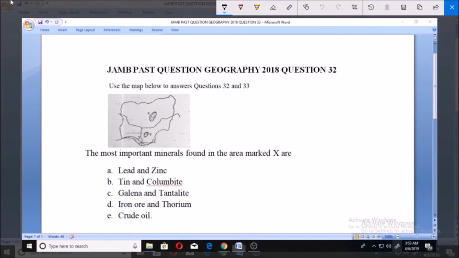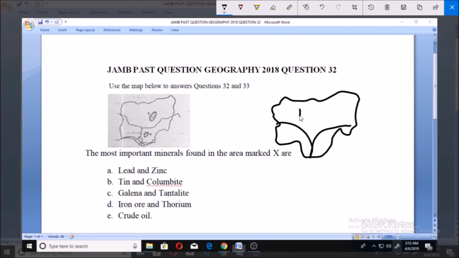So to get this in perspective, we need to be aware of the mineral distribution in the country Nigeria. So having this as the map of Nigeria, we know that here we have the west, and here we have the east and the north. This is the north, this is the east, this is the west. We are aware of oil around here, so we have oil around here.